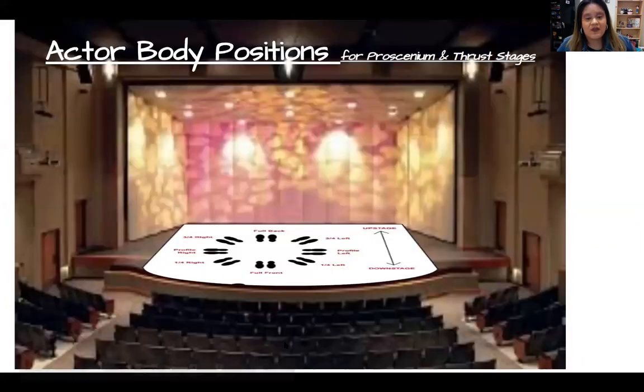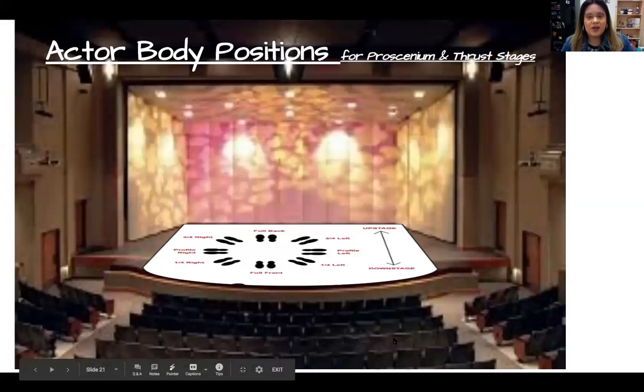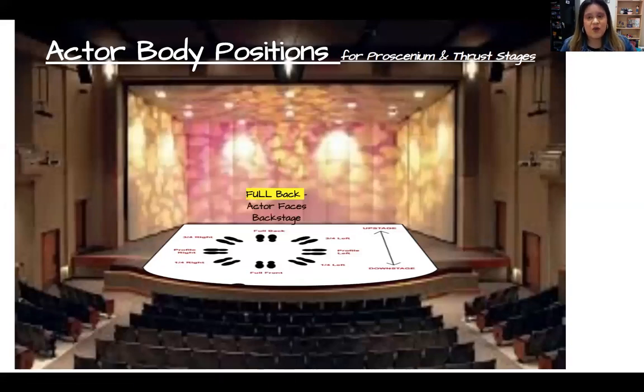There are 9 of them. The first one we're going to talk about is full back. Full back is a position where you're facing completely to the back of the audience. We don't use this position very often, but it makes a great dramatic effect on stage. The most strong position on stage, the strongest one, is going to be full front.